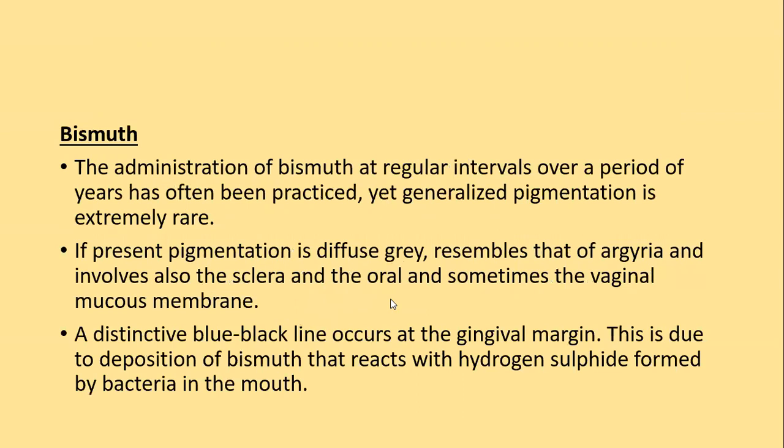Bismuth. Administration of bismuth at regular intervals over a period of years is often practiced, yet generalized pigmentation is rare. If present, the pigmentation is diffuse gray resembling that of argyria and involves sclera and oral mucosa and sometimes vaginal mucous membrane. A distinctive blue-black line occurs on the gingival margin. This is deposition of bismuth that reacts with hydrogen sulfide formed by bacteria in the mouth.